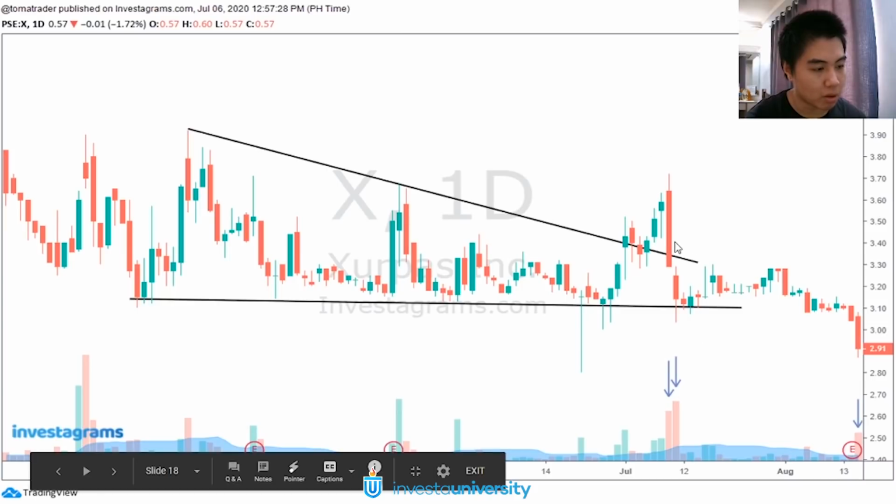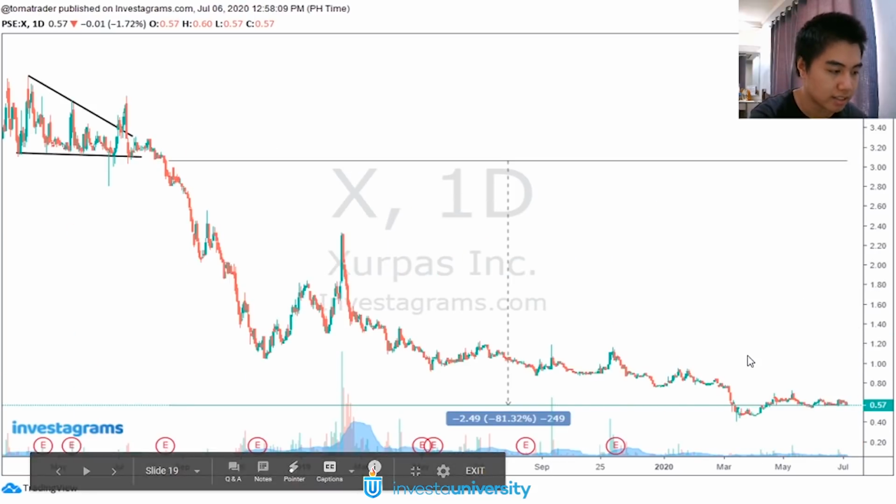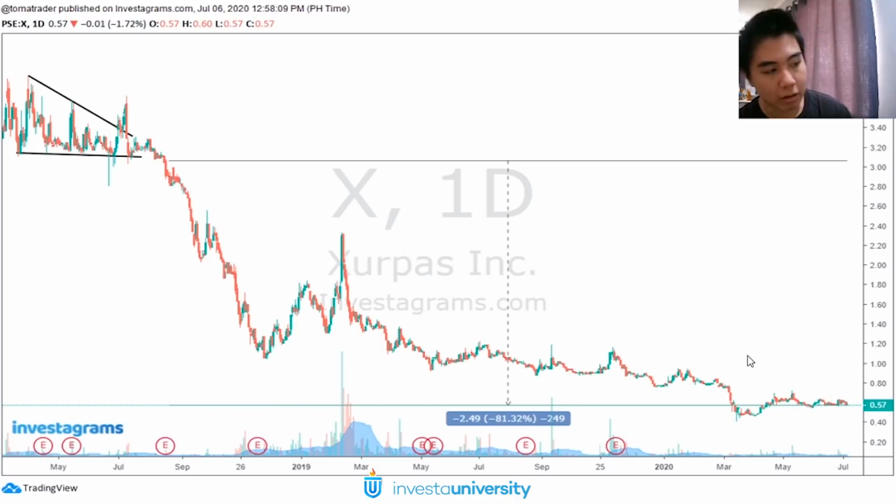this point here was like a warning signal. When it broke out, okay, solid, it broke out. But when it went back inside the base, it went back inside on so much volume on the downside. So that was your initial warning signal. And then eventually, it broke down, and that was the confirmation. And as we all know, X eventually became a penny stock. From 3.20 pesos, or 3 pesos, it went all the way down to 57 cents in about a year or two, a year and a half, down 81% from that breakdown point.